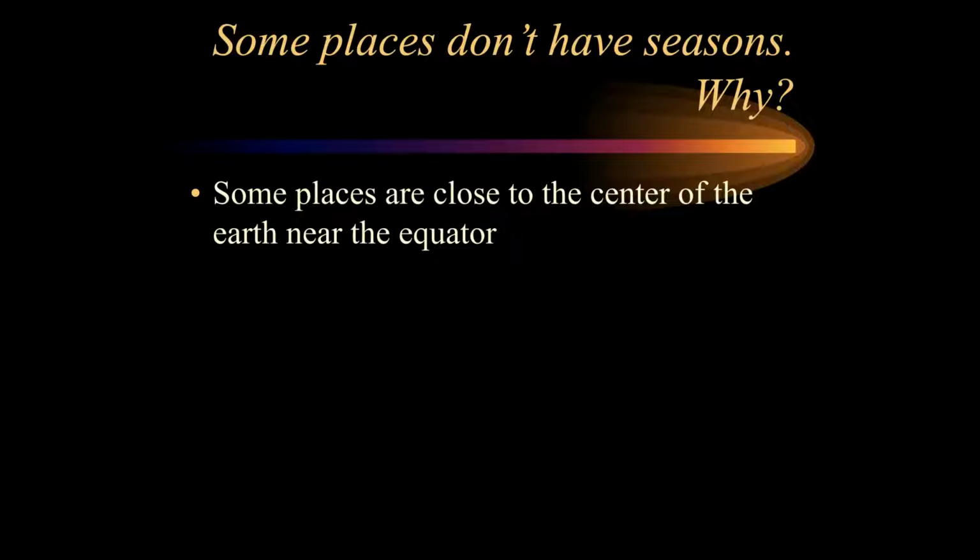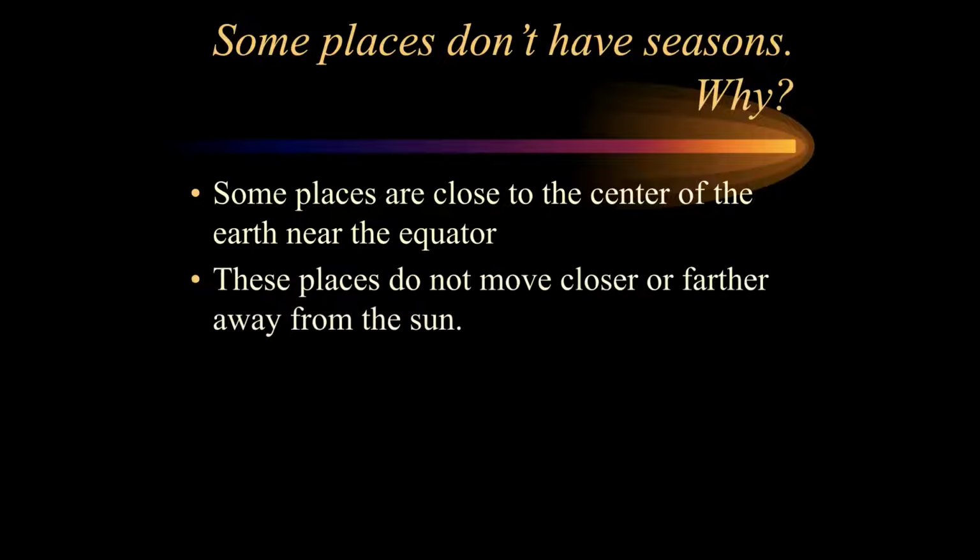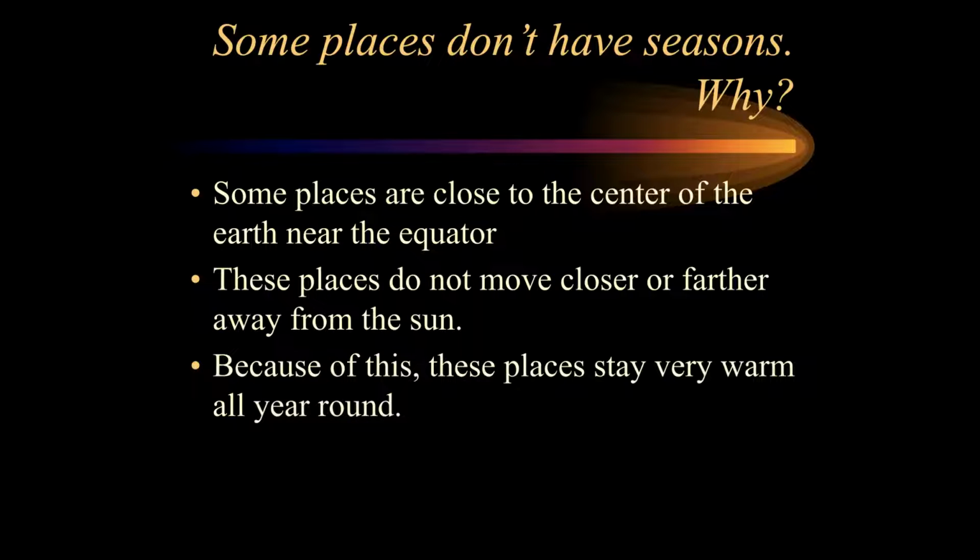Some places are close to the center of our Earth, near the equator. Now, that word equator describes a very special line that separates the top half from the bottom half of our planet. It's an imaginary line that says that's the top half, that's the bottom half. Locations that are close to that equator don't really tilt that much. So guess what happens? They really don't have a season. That's because these places do not move closer or further away from the sun. They basically stay the same distance. Because of this, these places stay very warm all year round. And you might say that about the top part and the bottom part of our planet, because they don't get a lot of the sun's light and heat energy either. It's constant, so it stays cold there all the time.